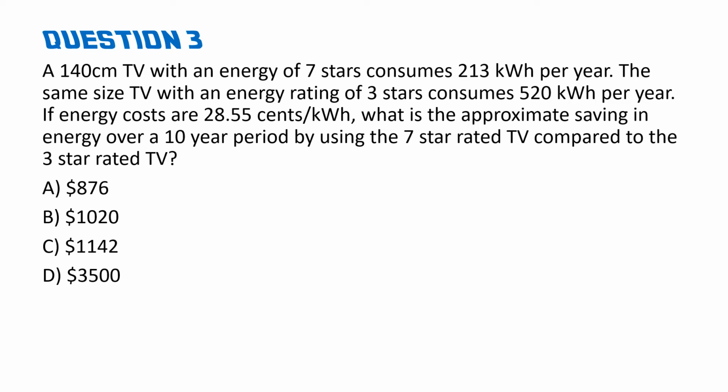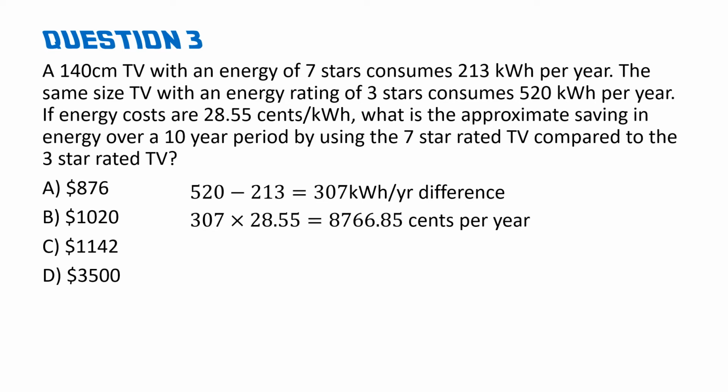Question 3, very similar to question 2, we're looking at the difference. So what is the difference between the two televisions? Well, one's 520 kilowatt hours, the other is 213 kilowatt hours. So that's a difference of 307 kilowatt hours per year. So now we want to work out, well, what's the cost? So we want to get that 307 kilowatt hours and multiply that by a cost of 28.55 cents. So that's going to be 8,766.85 cents per year. Note that our question, however, is talking about dollars.